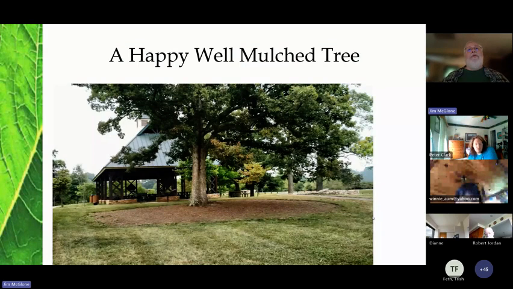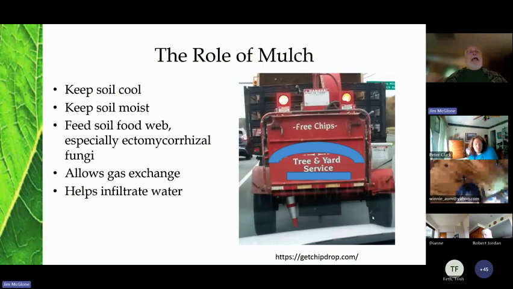What's mulch supposed to do for you? It moderates soil temperatures. It keeps the soil cool in the summer. It keeps it warm in the winter. It helps reduce moisture loss from the soil, so it's keeping it moist. If you're using an organic mulch, it's feeding the soil food web. If you're using a wood-based mulch, you're feeding those ectomycorrhizal fungi that are particularly important for our trees. Good mulch should also allow gas exchange and help infiltrate water.